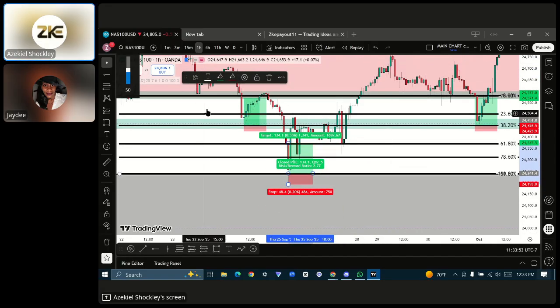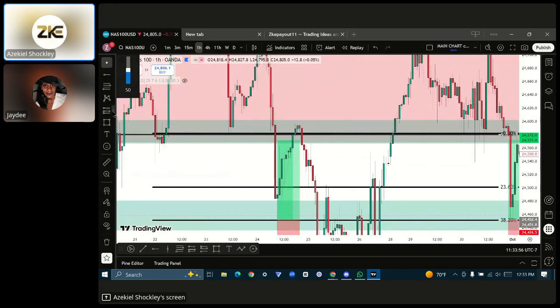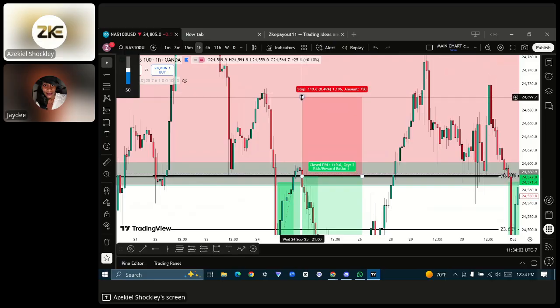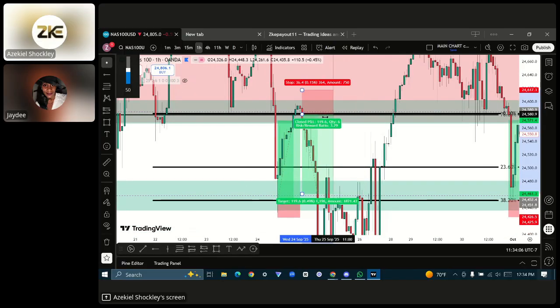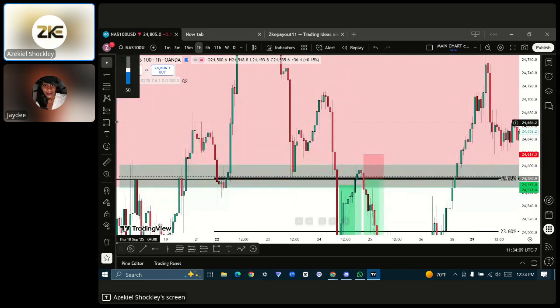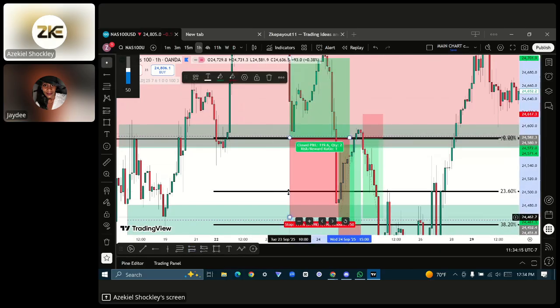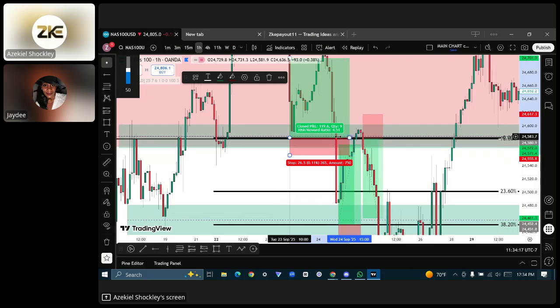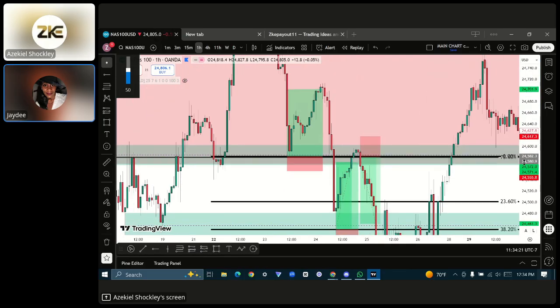Those are my entries. If I want an entry, I'm getting it on the fib. Point of control is still a point of control. It's just a break and retest for sales. Once again, if I need an entry, I'm getting it on the fib. Oh, I see. You use the fib for entry.